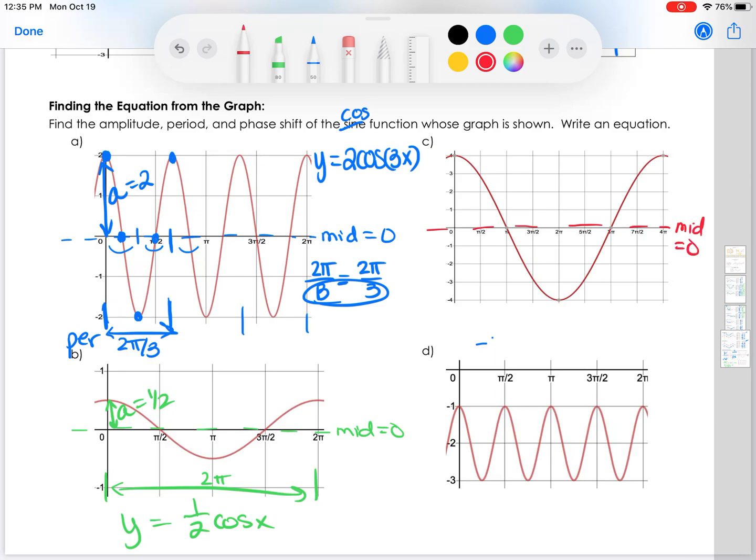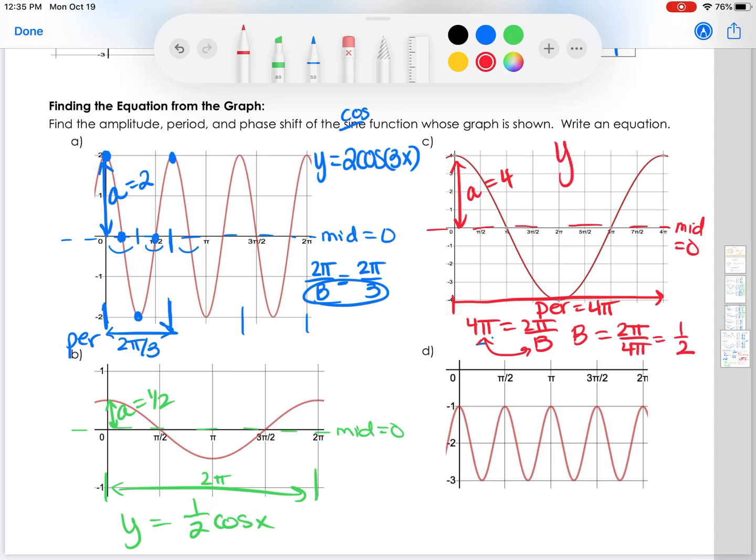All right, in part C, our midline again is 0. It looks like our amplitude this time is 4, and our period is 4 pi. So if our period is 4 pi, that means 4 pi is equal to 2 pi over b. And we could either cross multiply or do some kind of rearranging here. That would give us b is equal to 2 pi over 4 pi, which means b is 1/2. So that means y is equal to 4 cosine of 1/2 x.